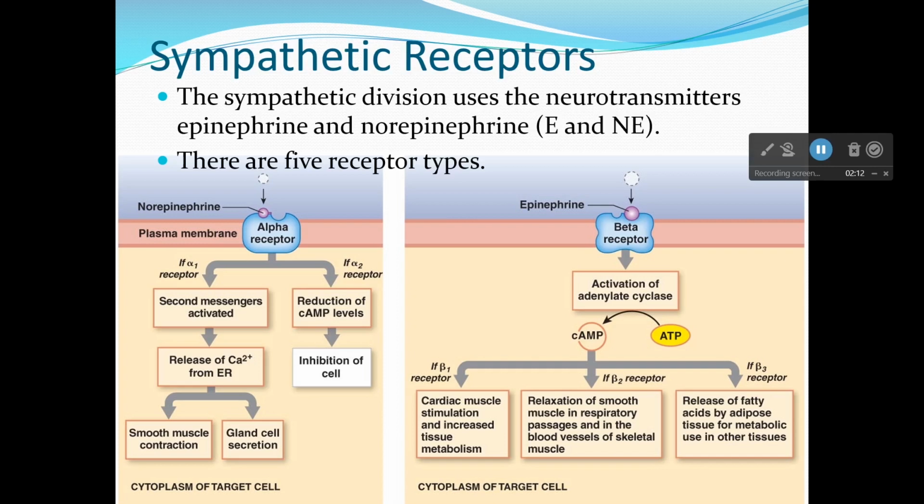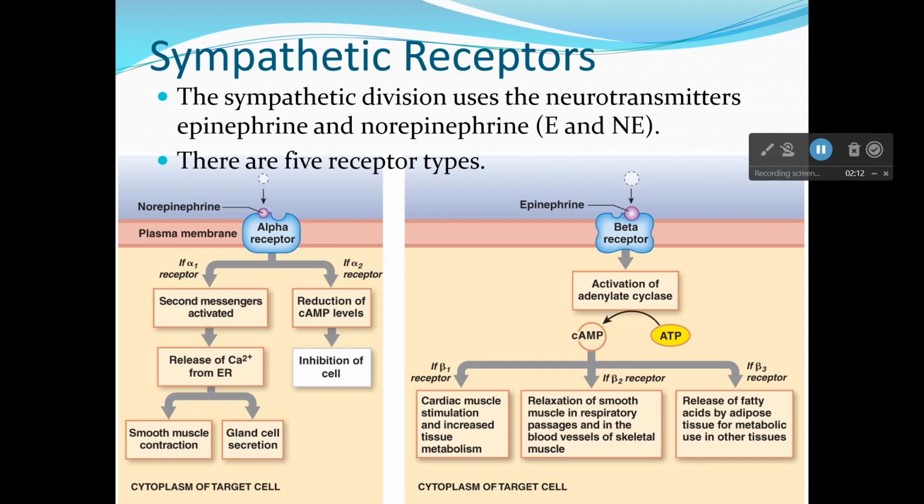So on the sympathetic side of things, there's 5 receptor types. There's 2 alphas and 3 betas, at least as far as what we're going to learn here. Now they're talking about some additional receptor types. We're going to not learn that right now. All right, so let's look first at the alpha receptors.